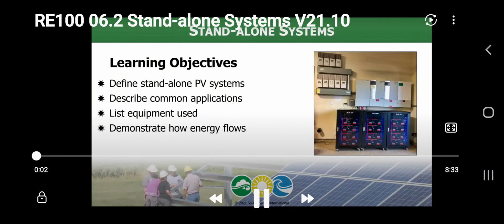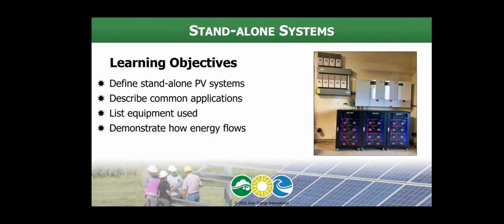Standalone systems were some of the first types of PV systems to be installed, mostly in remote applications where electricity from a public electrical grid was either not available or not practical or desired. In this lesson, we're going to talk about what a standalone system is and where they are commonly used. We will also look at the different pieces of equipment that are found in these systems, and we'll discuss how energy flows through a standalone system.